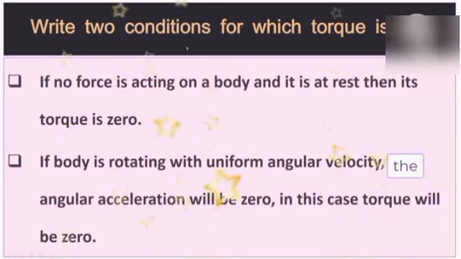Write 2 conditions for which torque is 0. If no force is acting on a body and it is at rest, then its torque is 0. If a body is rotating with uniform angular velocity, the angular acceleration will be 0. In this case, torque will be 0.